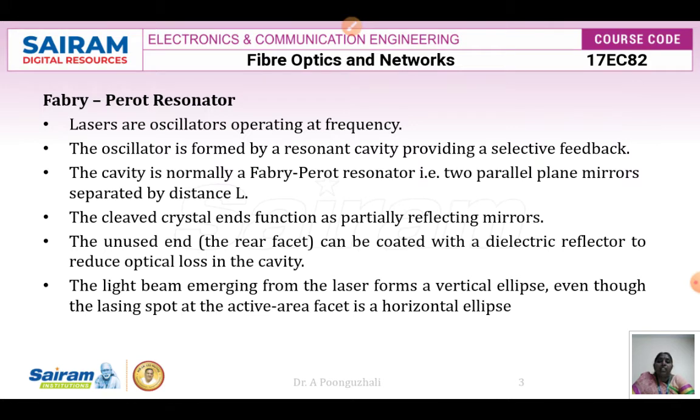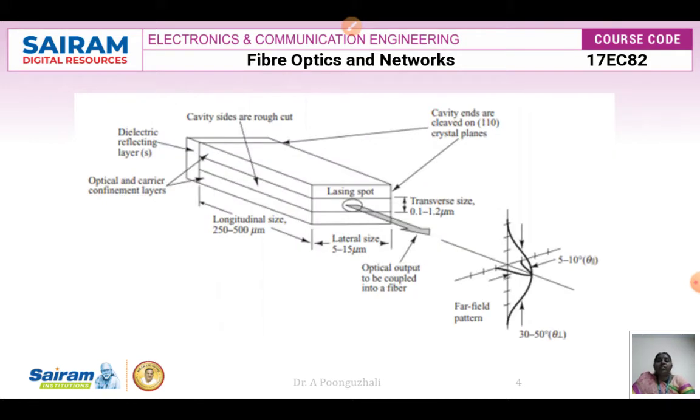This is your Fabry-Perot resonator, where this is the length of the resonator, this is the width of the resonator, and this is the transverse region where we have the lasing spot. These two layers are called the optical and carrier confinement layers, and this is called the active region, where the lasing spot is present and from where the light is emitted. The optical output emitted from the laser is coupled into the fiber.